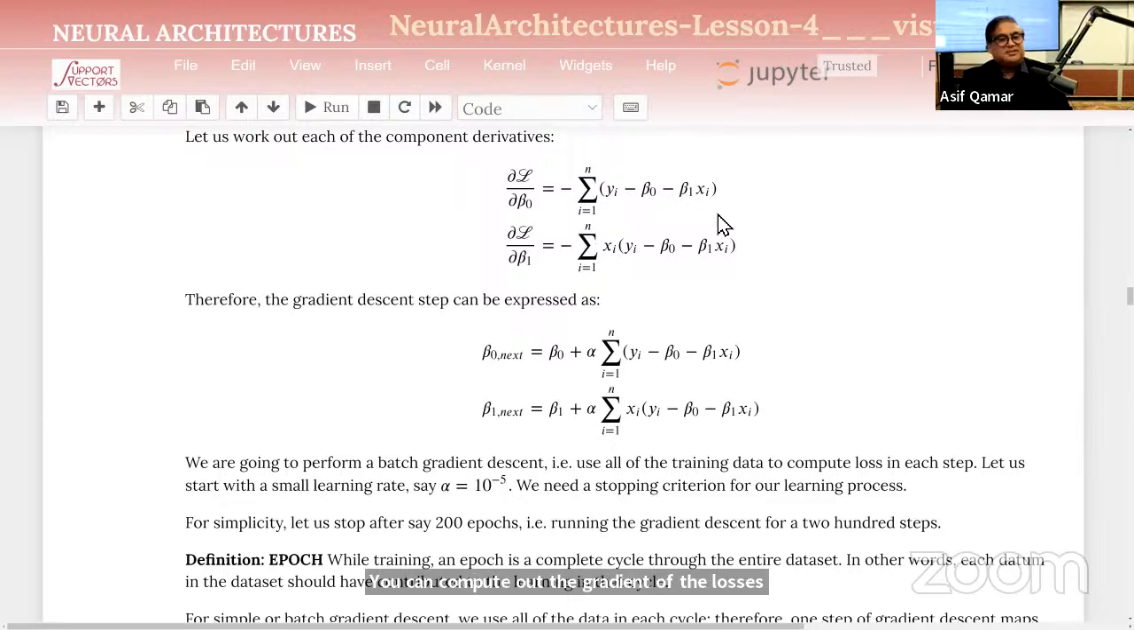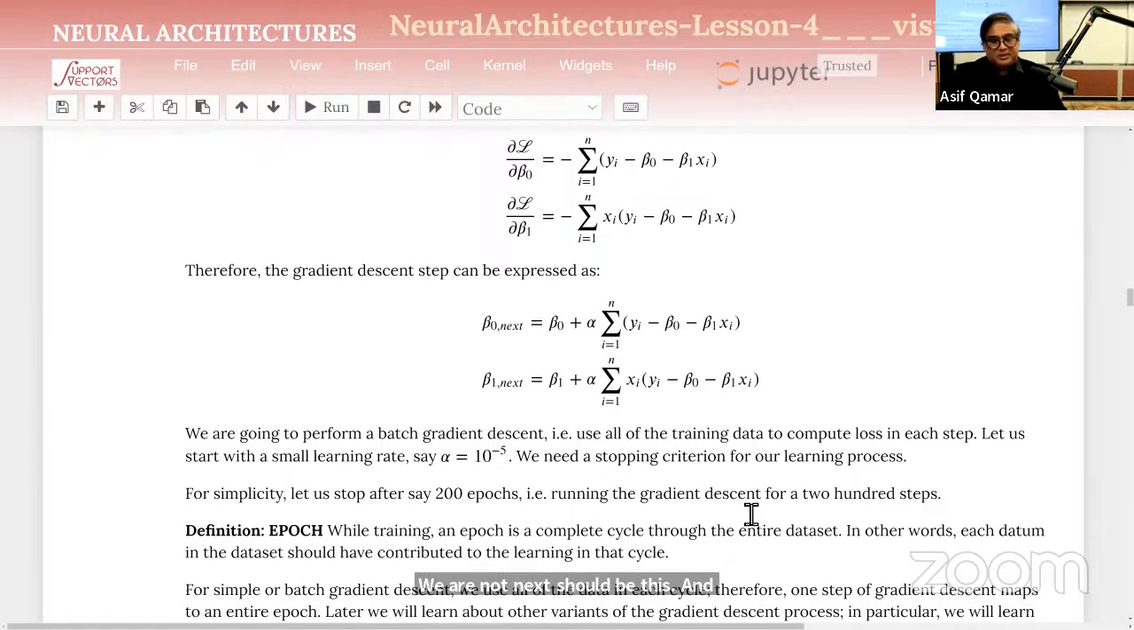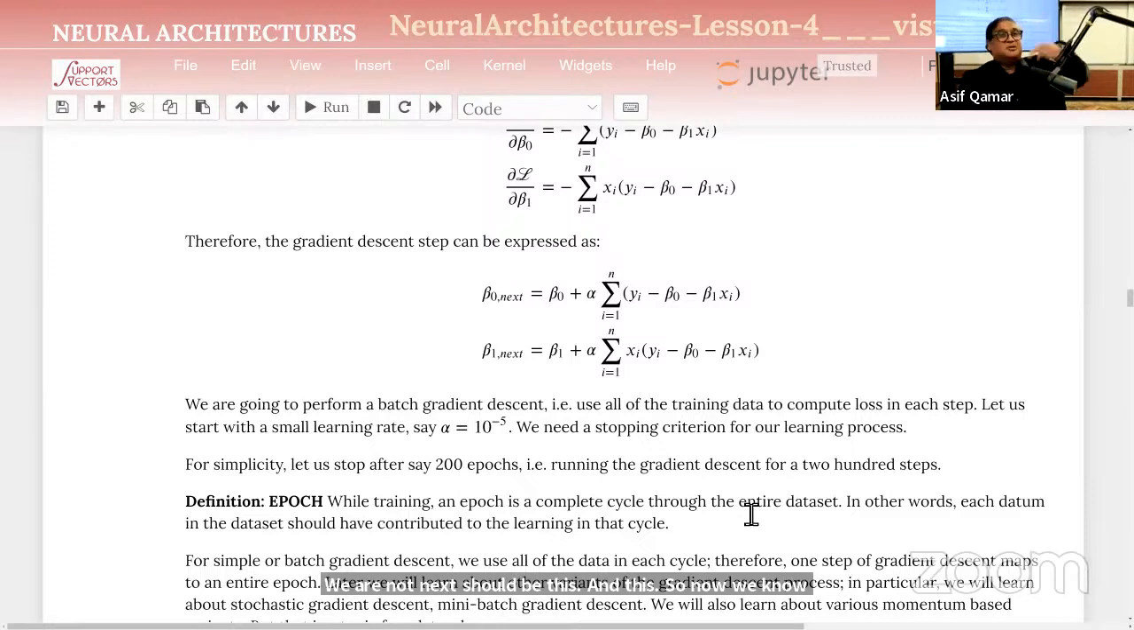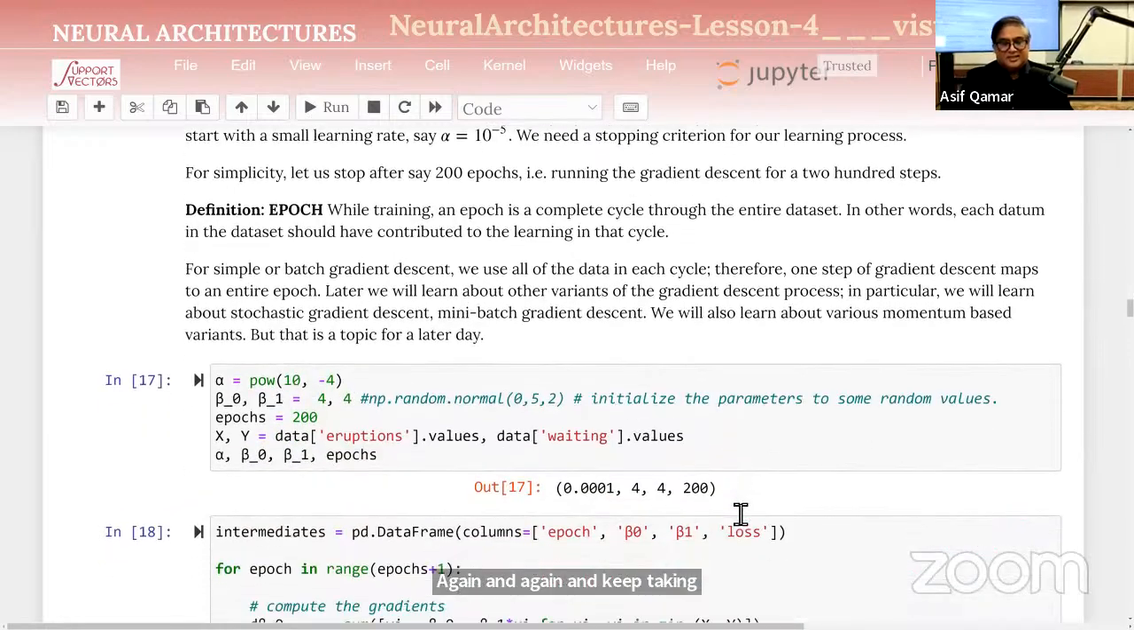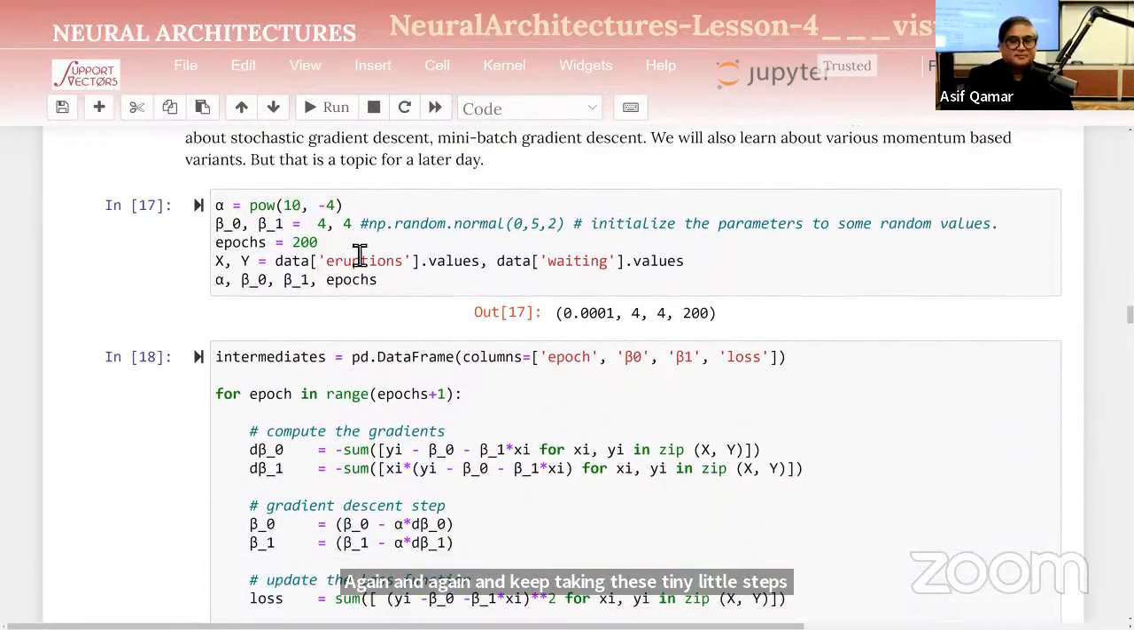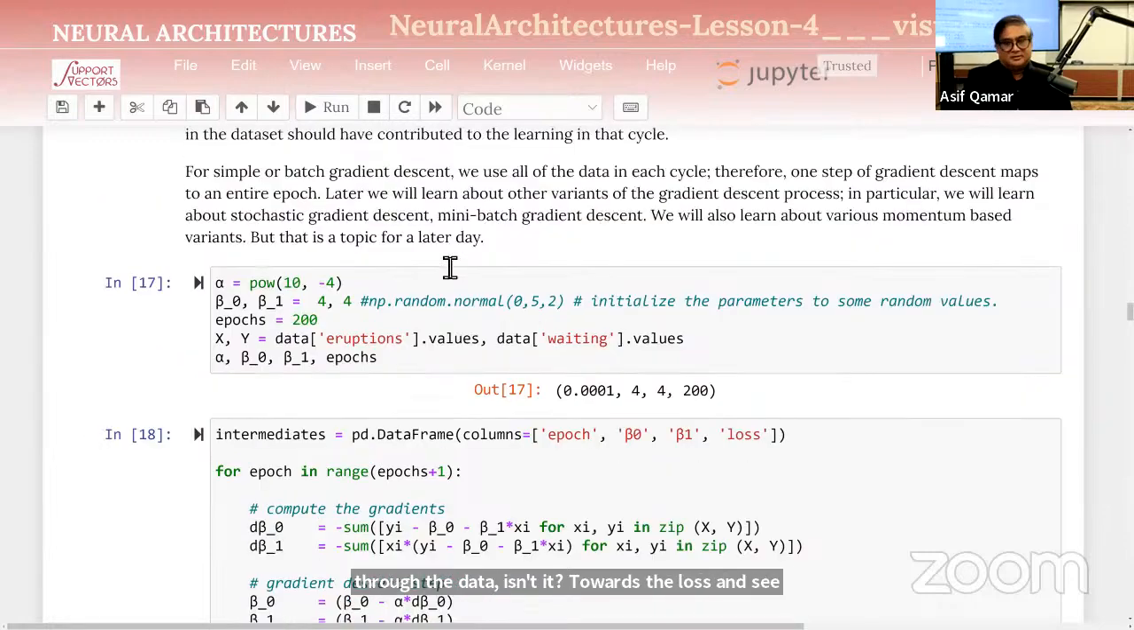When you do the gradient, this basic quadratic equation, you will get this. Beta naught next should be this and this. So now we know how to do it. We should be able to implement it ourselves, run through the data again and again, and keep taking these tiny little steps towards the loss, and literally, you see me do that.